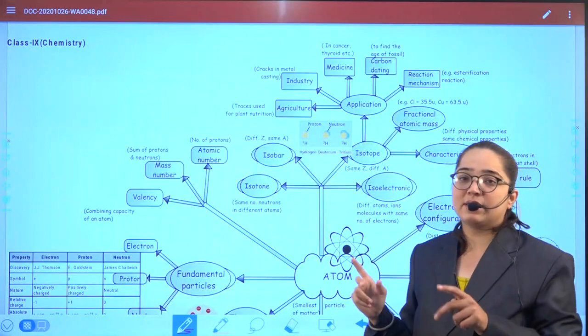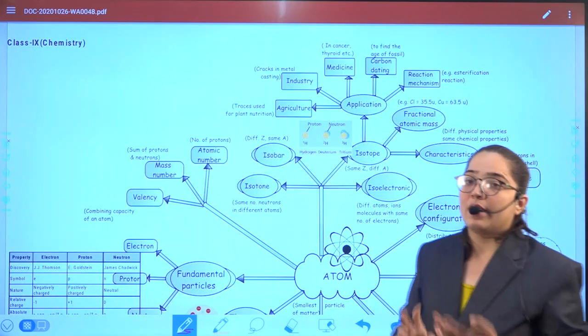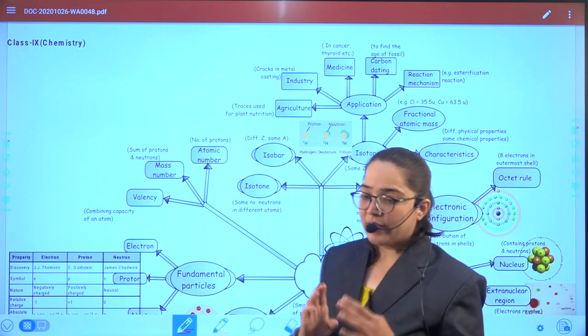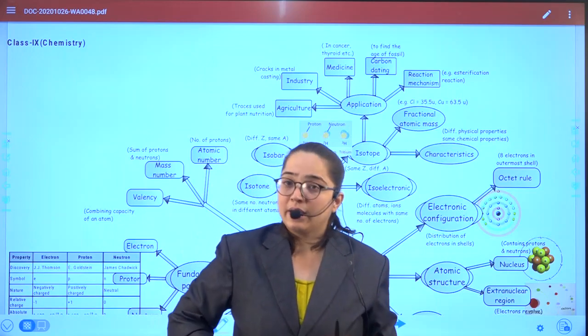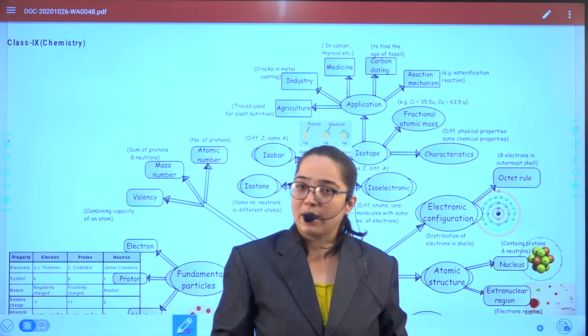Isobar, it is opposite of it. Those things that are having same atomic mass but different atomic number, they are called as isobars.